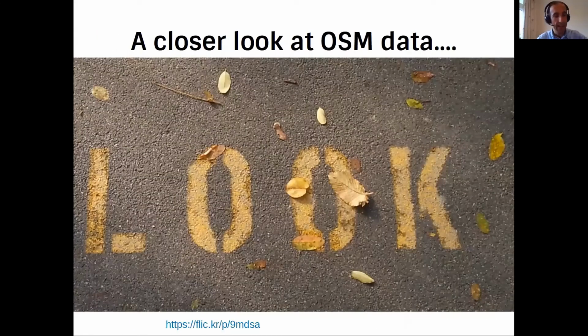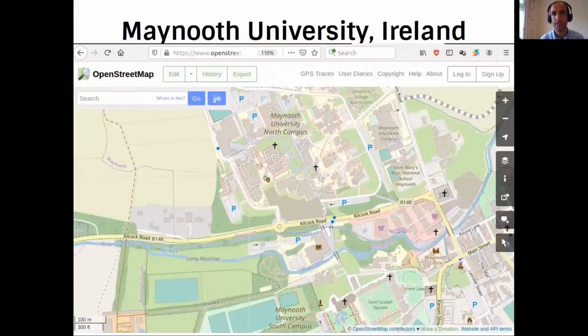So in the last, I suppose, 20 minutes or so, what I want to switch to now is looking a little bit more at the actual data within OpenStreetMap. So what we've seen so far is the OpenStreetMap map in different thematic areas, in different applications, but essentially we are looking at the picture of the OpenStreetMap database.